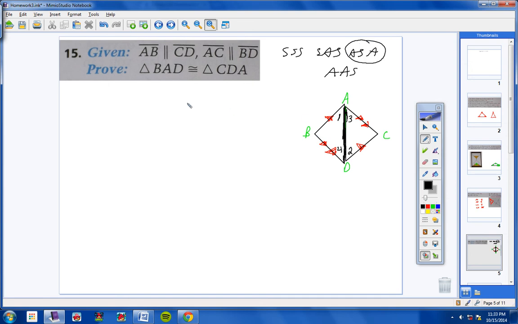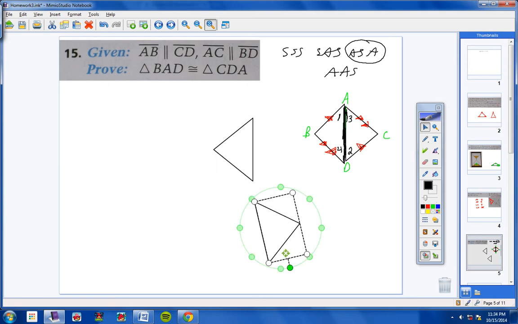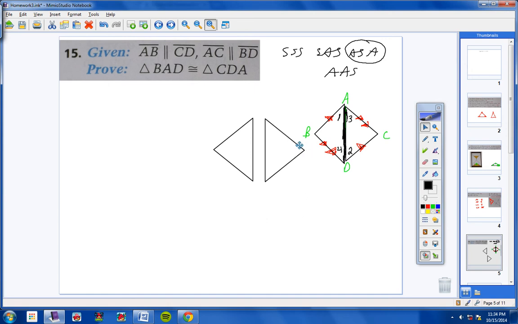I think it's best if I get a little better drawing over here. So here we go. We have one triangle here. There's one triangle there. And let's take the other triangle, and let's turn it around. And there's the other triangle.